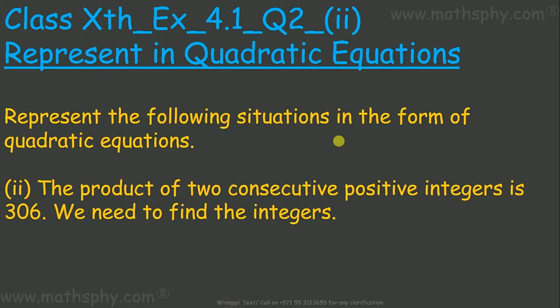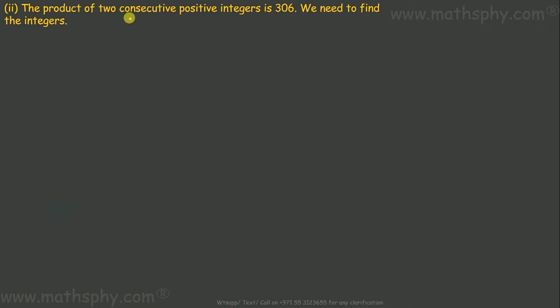This question here says represent the following situation in the form of quadratic equations. We have this problem here, we have to present this into quadratic equations. Again, we don't need to solve this, we have to just represent this into quadratic equation. And the question says the product of two consecutive positive integers is 306. We need to find the integers. Okay, it says consecutive positive integers.